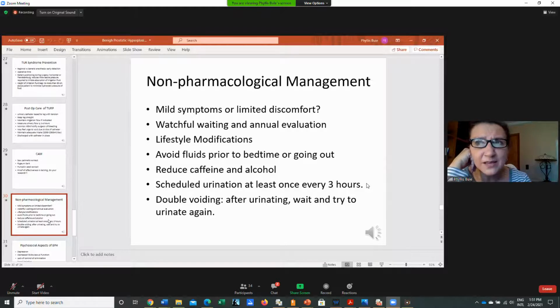Are they making you very, very uncomfortable, or is it just a little uncomfortable? Do we want to wait and watch them and do our annual evaluations? Are there lifestyle modifications that we might be able to implore with these people, and maybe having them avoid fluids prior to bedtime or prior to going out? If they're going out to the mall or going out to play golf or whatever, maybe avoid the fluids.